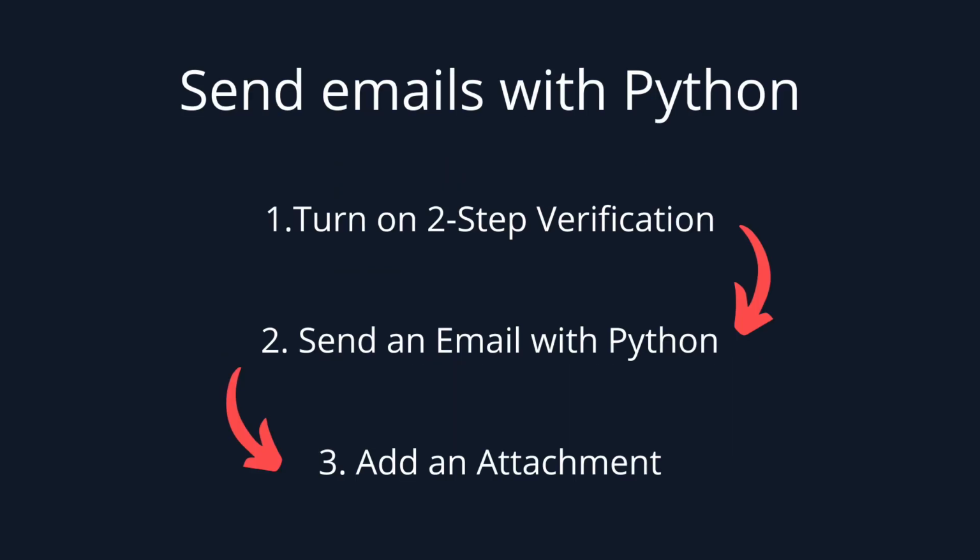Alright, this second project is divided into 3 steps. First, we have to turn on two-step verification to send emails with Python, and this is something you have to do if you want to send an email from a Gmail account, and this is what we do in this second project. Then once we have turned on two-step verification, what we have to do is create a script to send an email with Python. We're going to use a couple of libraries to do this. And finally, we're going to add an attachment to this email. We're going to add a photo as an example to show you how to send an email with an attachment. All right, let's start with the first step.